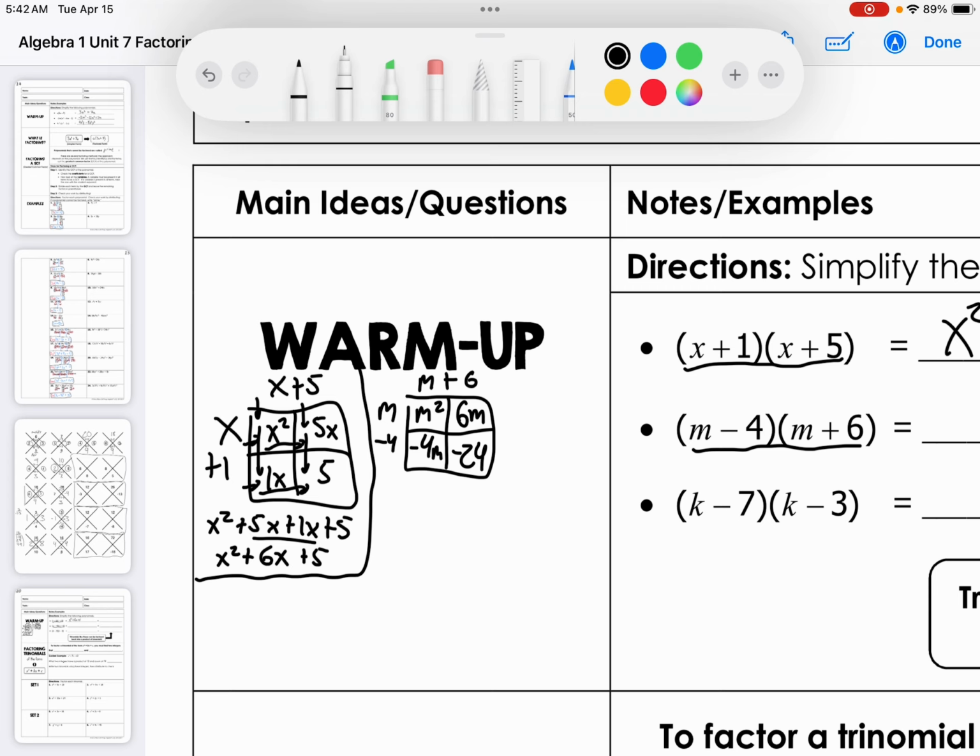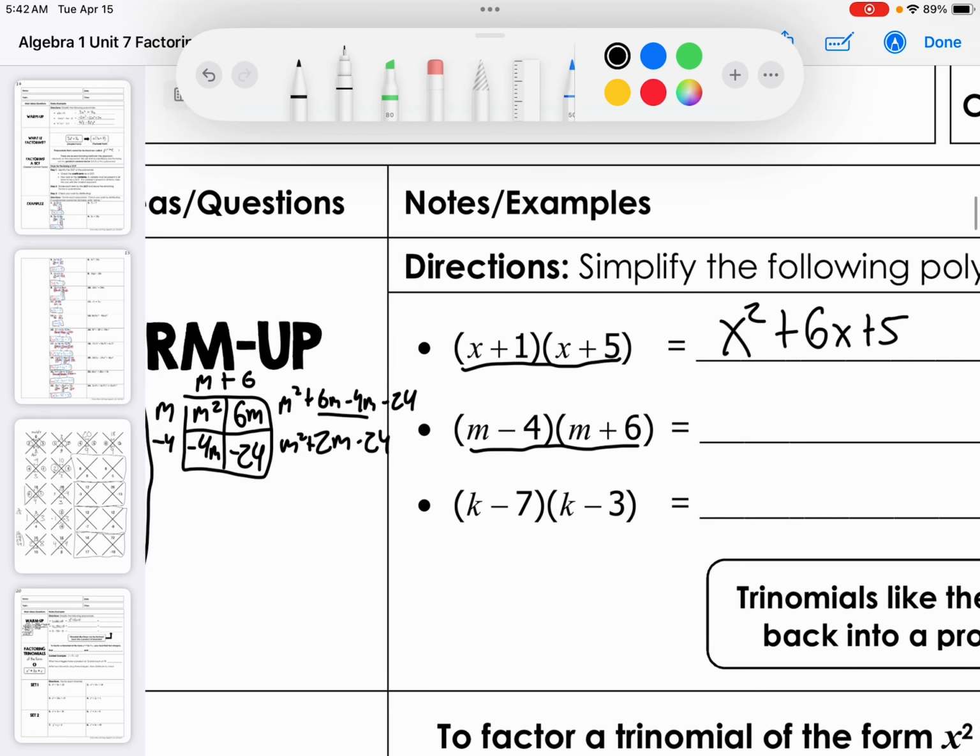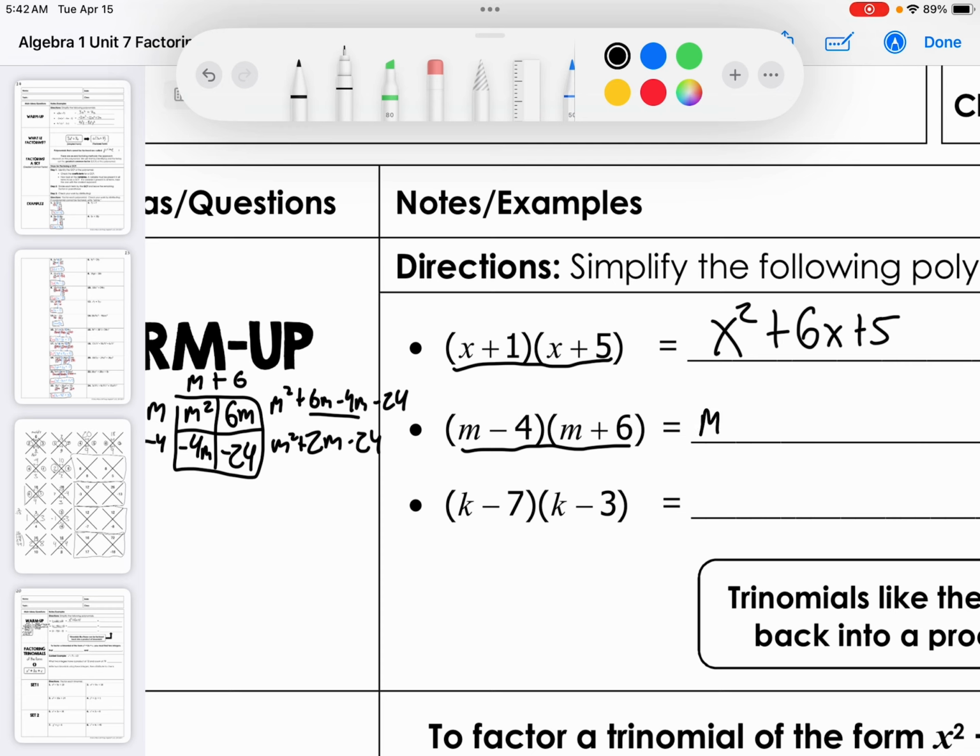So then we would have m squared plus 6m minus 4m minus 24. Our like terms, 6m minus 4m, would be 2m. So we're going to have m squared plus 2m minus 24. So this one we can multiply out to m squared plus 2m minus 24.